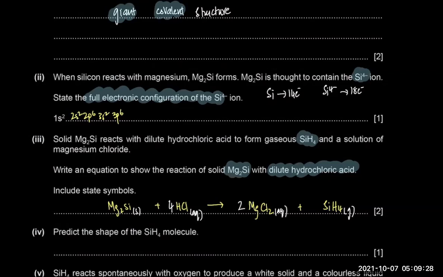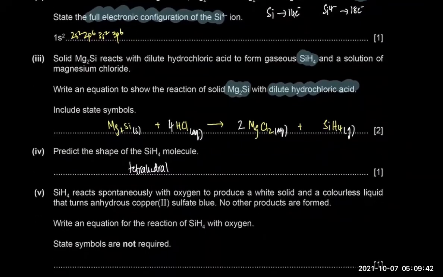Predict the shape of the SiH4 molecule. It's identical to methane. Carbon bonded to four hydrogen. So what would the shape be? Tetrahedral. So we have a tetrahedral shape here.